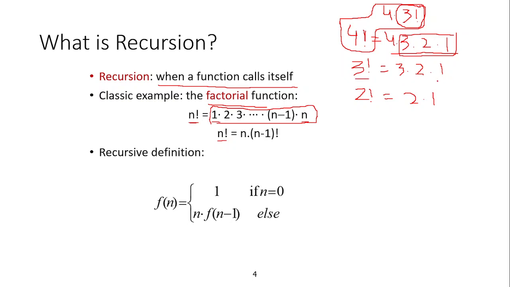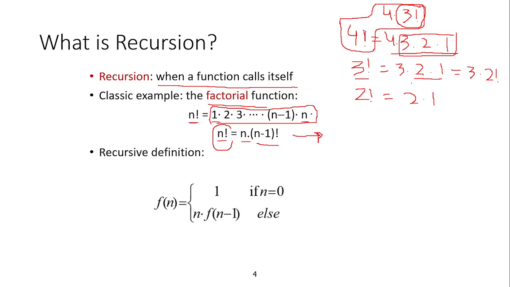3 multiplied by 2 multiplied by 1. Now what is this thing? It is basically 2 factorial. So we can write 3 factorial as 3 multiplied by 2 factorial. So in general, we can write n factorial as n multiplied by n minus 1 factorial. So this is basically a recursive definition of the factorial function.